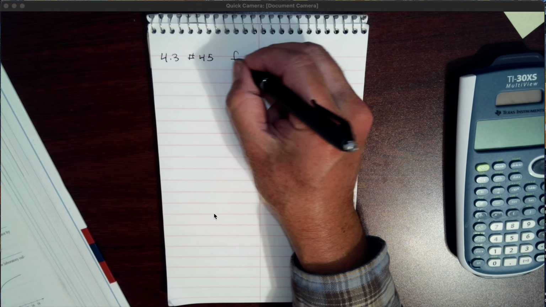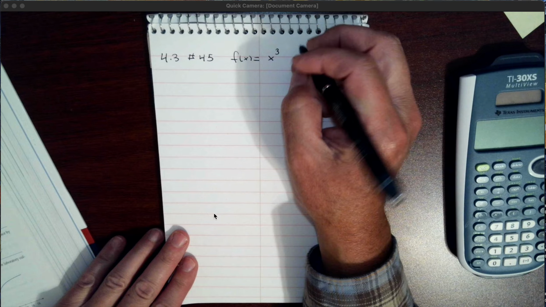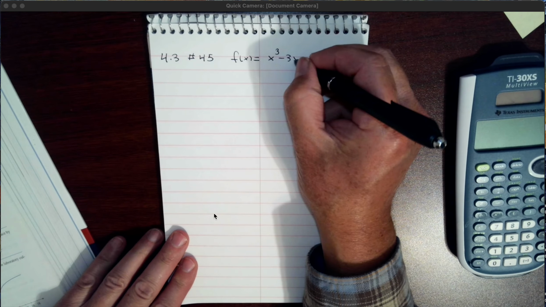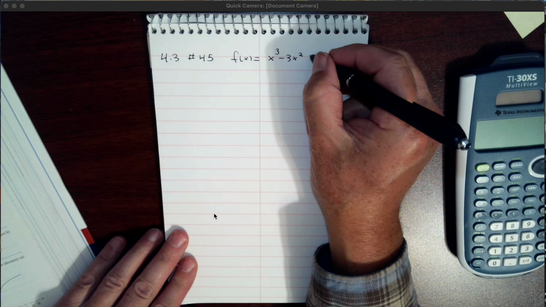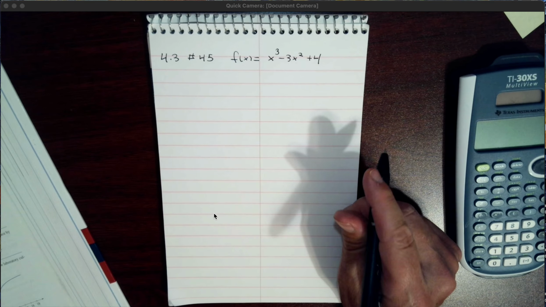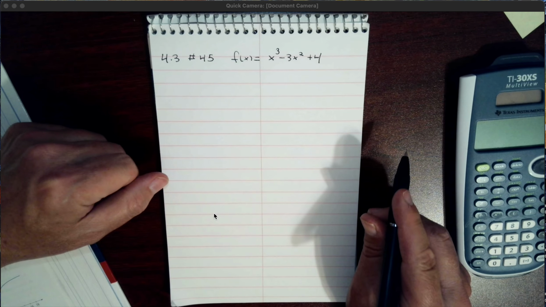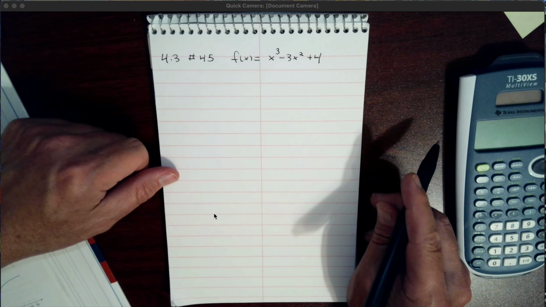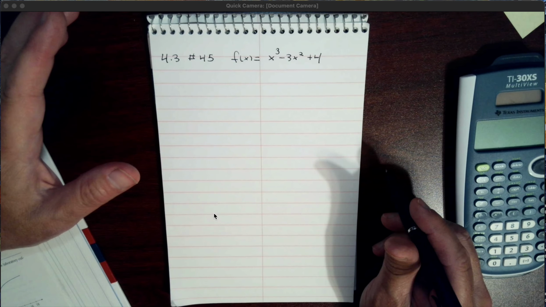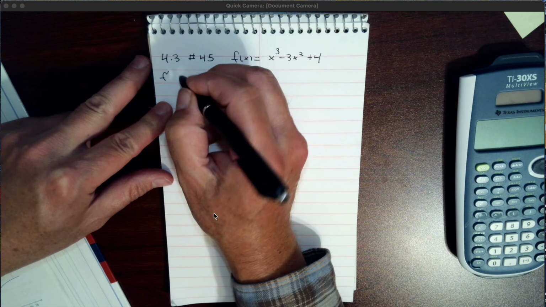All right, so f of x is x cubed minus 3x squared plus 4. All right, increase and decrease. So we want to basically figure out as much as we can about the function using calculus. First derivative, second derivative test. All right, let's start with the critical numbers.